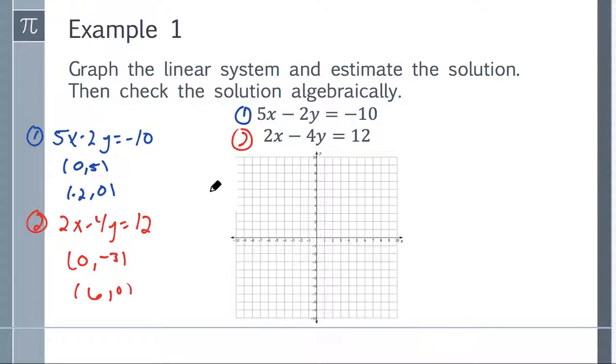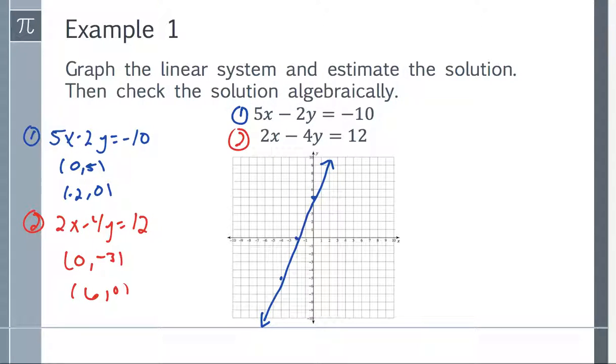Okay, now let's go ahead and graph both of those points. So for the first point, I go 0, 5. And I go to negative 2, 0. And I happen to know another point, so I'm just going to go ahead and graph that just to help me draw a straight line. And then we have 0, negative 3 for the second equation. Let me just go ahead and connect these dots. Here is that line.